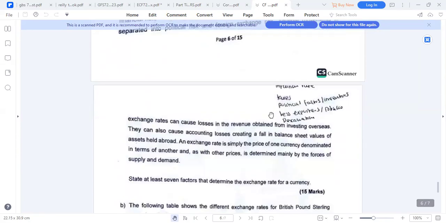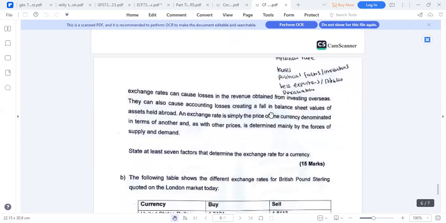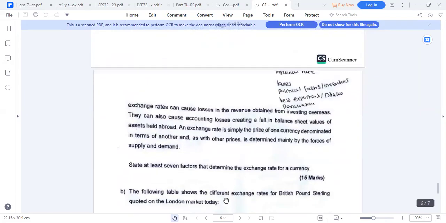Question: state at least 7 factors that determine the exchange rate for a currency. Okay, so state at least 7 factors that determine the exchange rate for a currency.